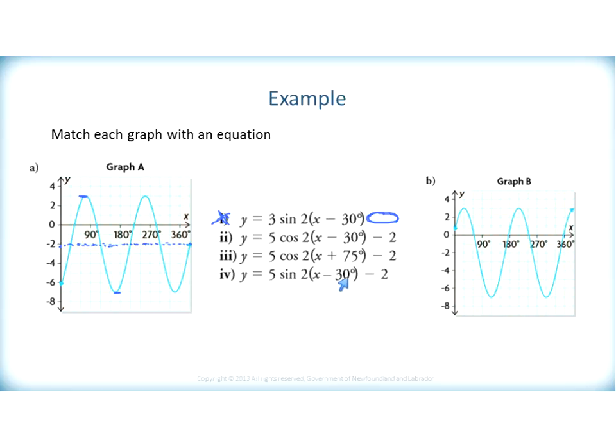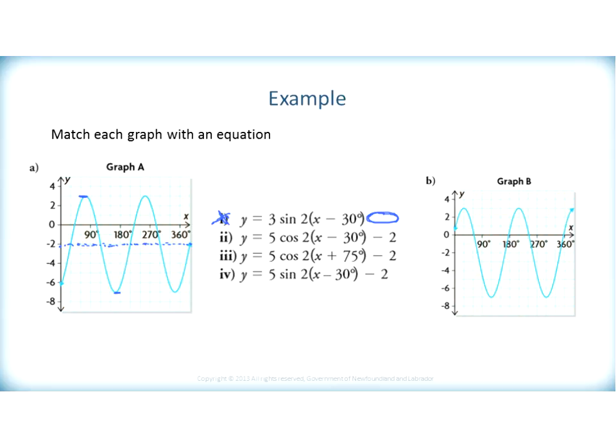At 30 degrees, we should have a midline value since it's sine. So we have at 30 degrees, yes, we do have a midline value. So let's just check the period. So we go from 30 degrees right to 210. So 30 degrees to 210. And this will give us a period of 180 degrees.